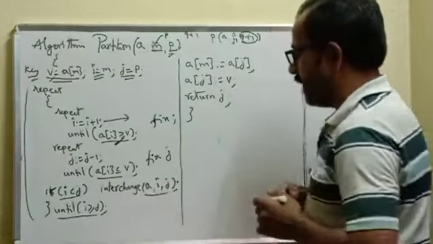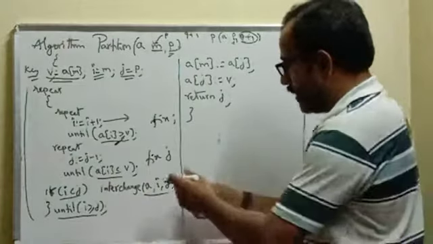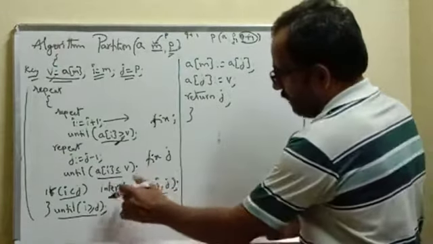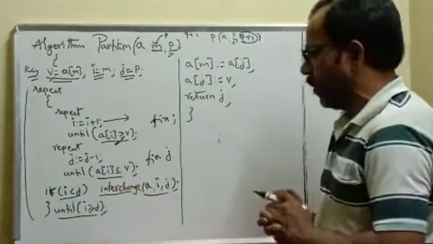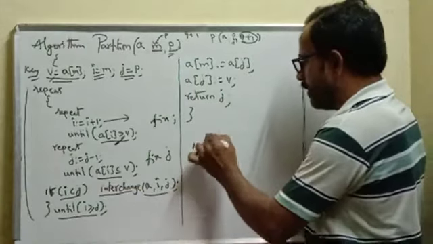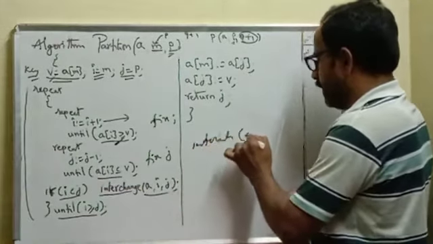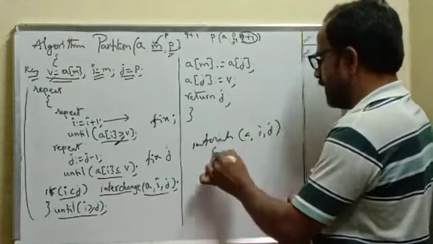Immediately perform interchange between I and J. Then interchange A of I and A of J. Again, here we are immediately calling the interchange function. We know the interchange function. How can we interchange? Generally, interchange of I comma J. How is interchange taking place?